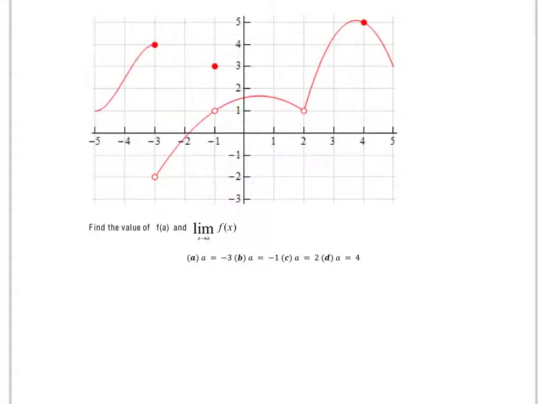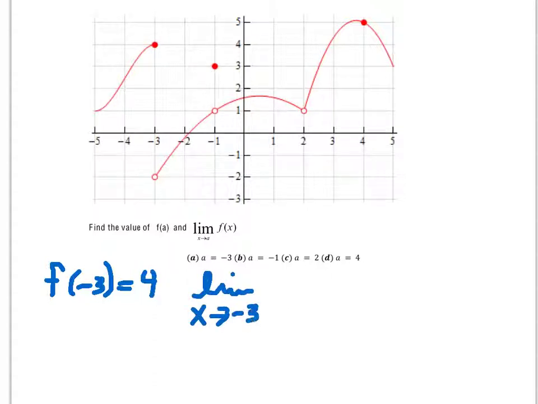Here we go. We're going to talk about limits here, and I've got a particular function, f of x, and we're going to find certain values. You can see that f of negative 3 here is 4. And now here's the question. We want to find what's the limit as x approaches negative 3.